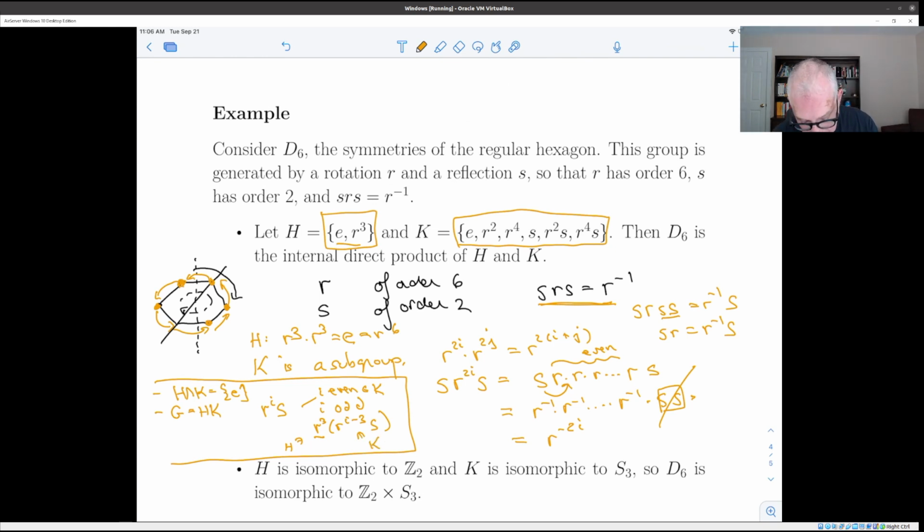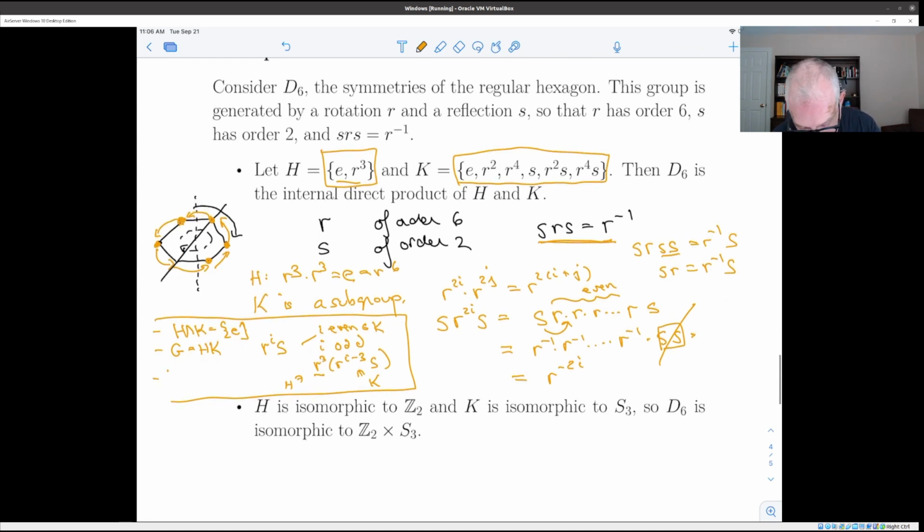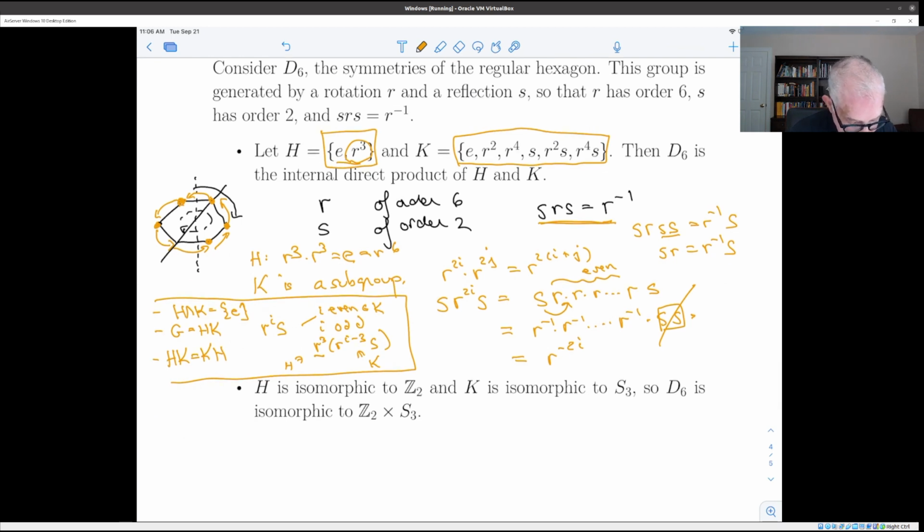And finally, we need to check that H and K commute, and for that, we basically need to check that R cubed commutes with these things. It's clear, which is my bad way of saying that I've already done this calculation: R cubed times R to the 2i is R to the 2i times R cubed. So R cubed certainly commutes with the even powers of R.